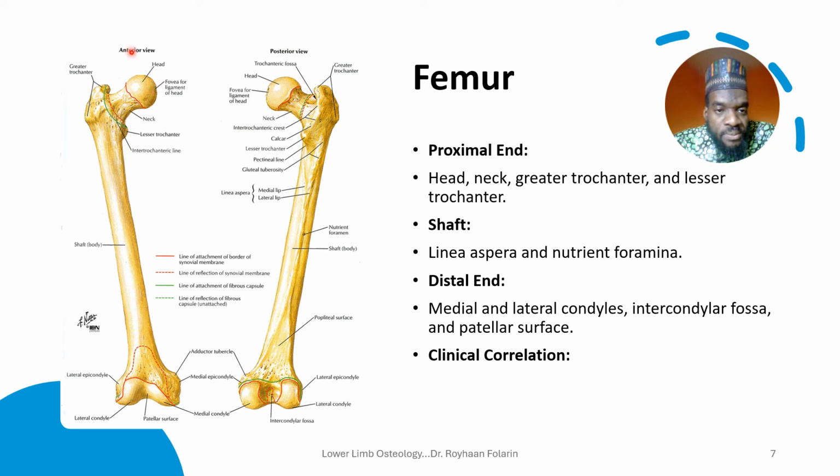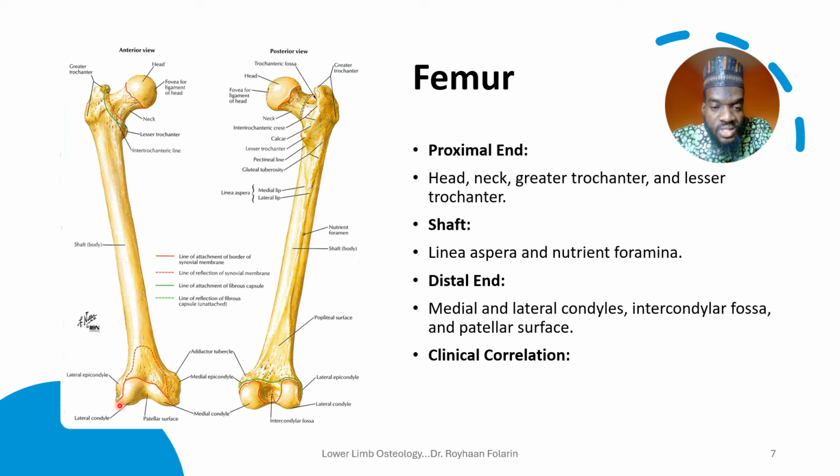So down here is considered the shaft of the femur, and here is the inferior part of the femur, and particularly here are the condyles. Here is the lateral condyle, and here is the medial condyle. And this region is the surface for the attachment of the patella, so that's why it's called the patellar surface.